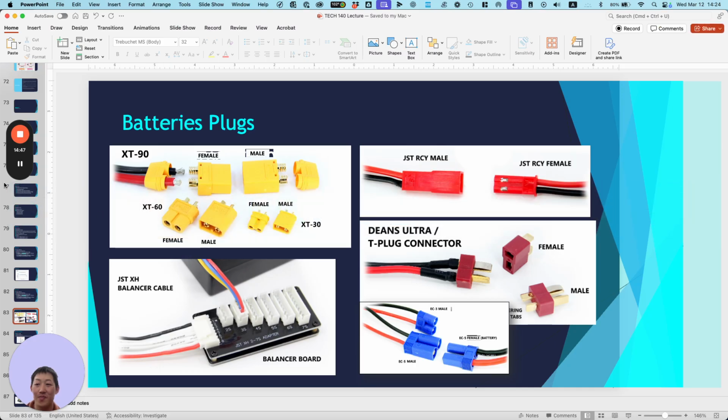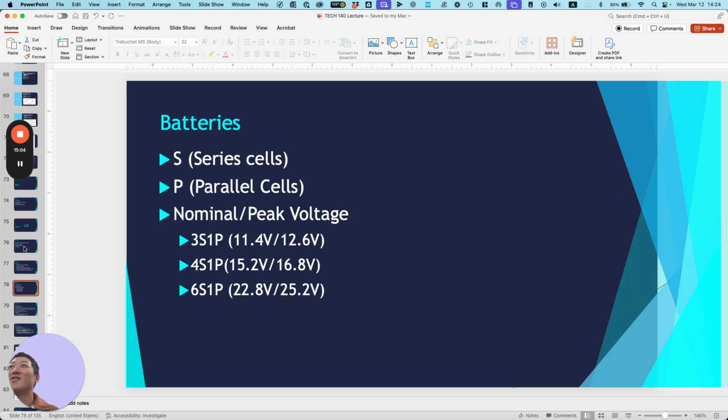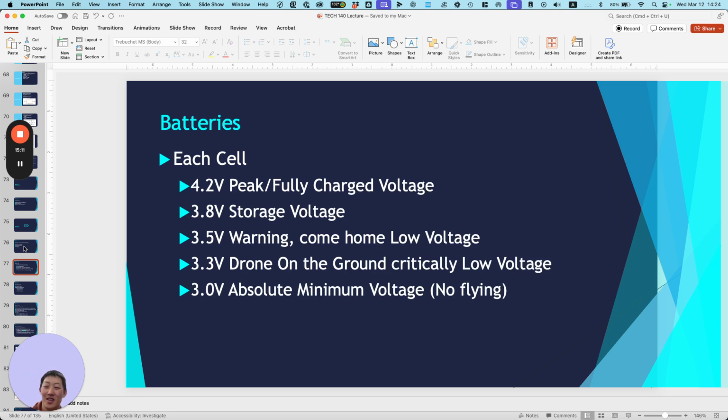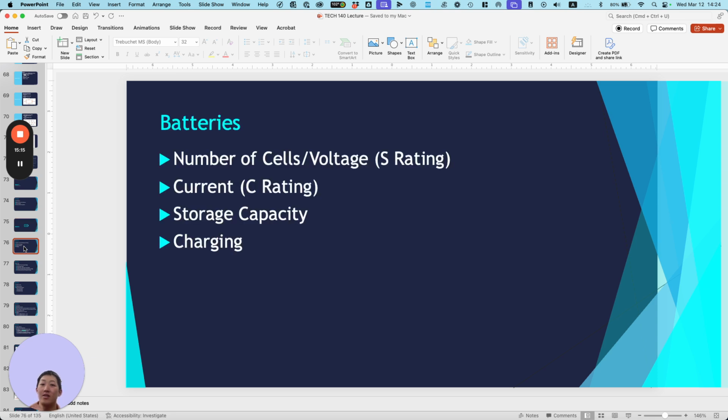Okay, so let me show you. Well, there's a trade-off. I think we should get started with building the drone, so that way we can solder. I can always leave the last 30 minutes of class if you want to practice soldering, but I think we should keep going with building the drone. All right, so here are some of the letterings you're going to see. We already saw S. We're going to talk about C rating, storage capacity, charging.